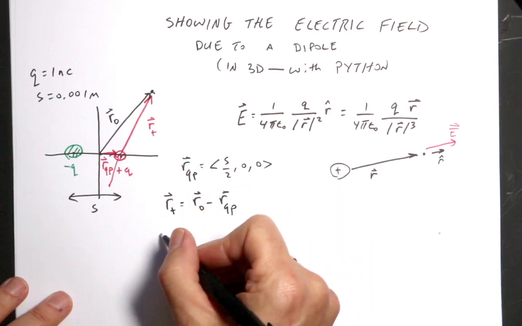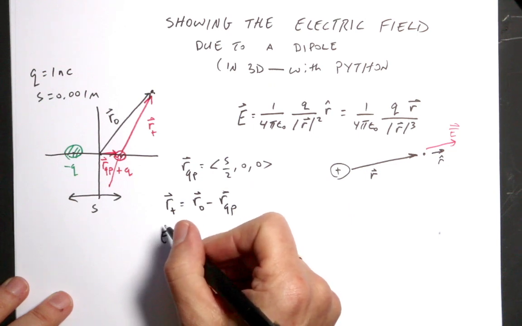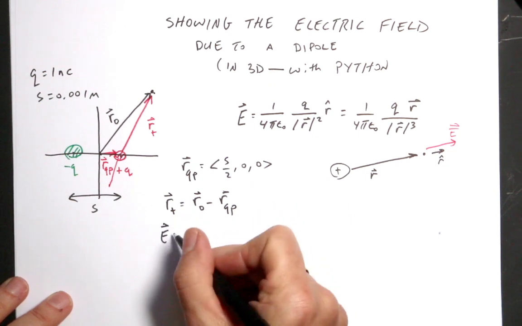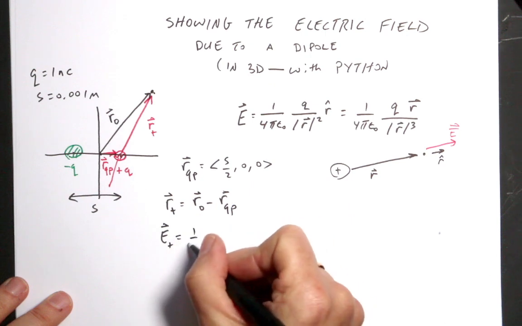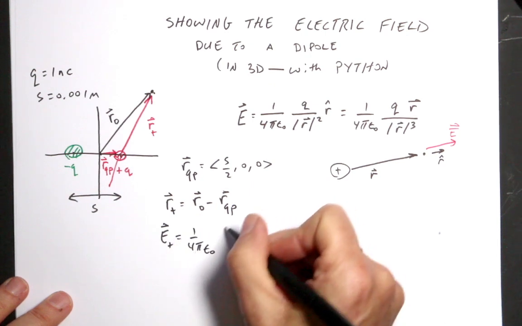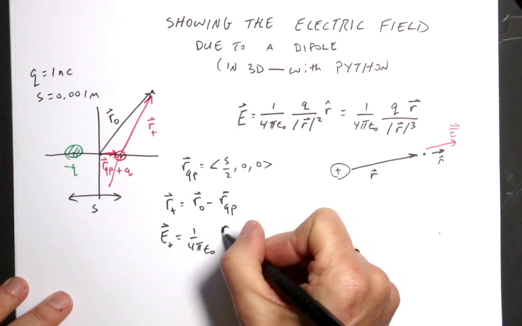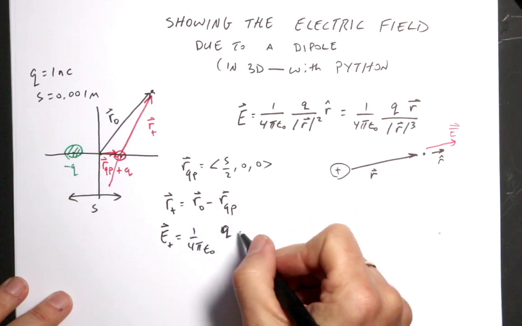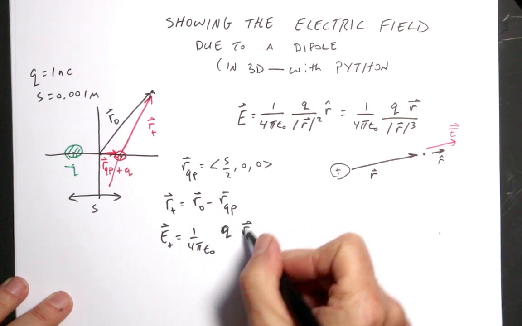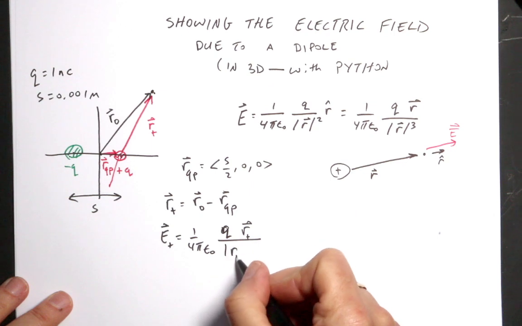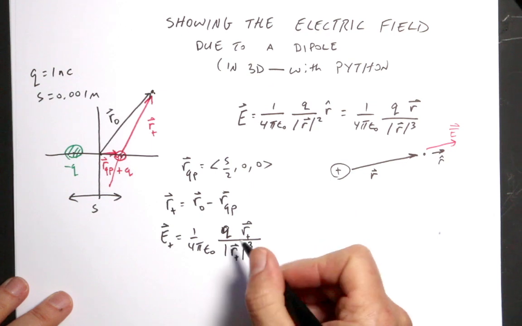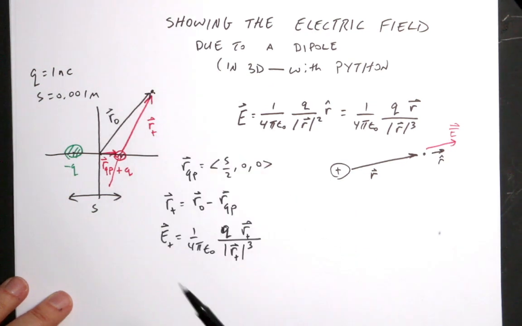And then I can calculate E plus as this. E plus is going to be 1 over 4 pi epsilon naught, Q, that's the positive charge, r plus vector divided by the magnitude of r plus vector cubed. And that would be the vector value of the electric field at that location.